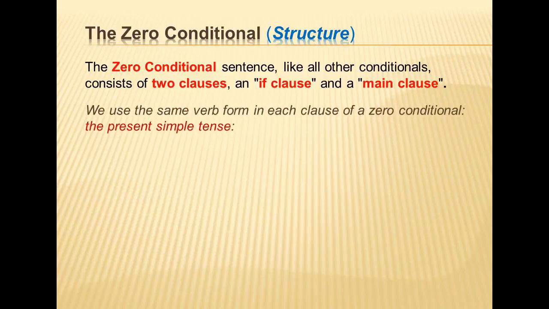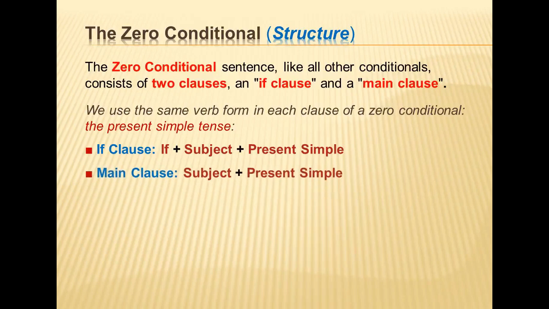We use the same verb form in each clause of the zero conditional: the present simple tense. The if clause has if plus subject plus present simple, and the main clause has subject plus present simple. So it means that you have to use an if clause and a main clause here, and you have to put them together.